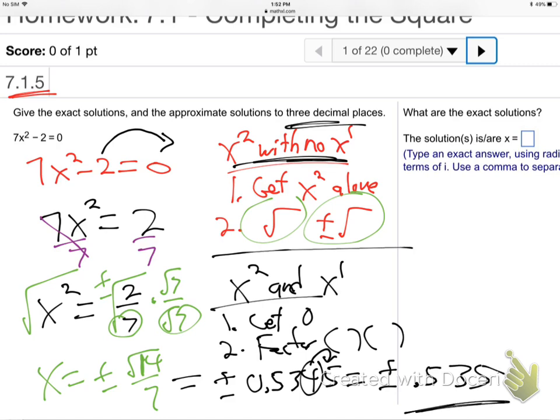They said 3 places up there. So you circle the third place, look 1 to the right, 5 or more, go up. Plus or minus 0.535. They want the calculator also on that. Yeah? They want the positive and negative of it. Yep. Right there. Plus and minus. Yep. I don't think they'll take that if I didn't do that.